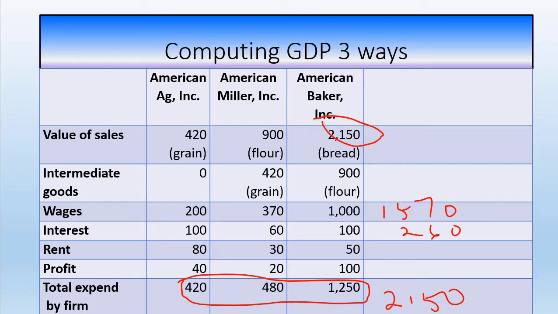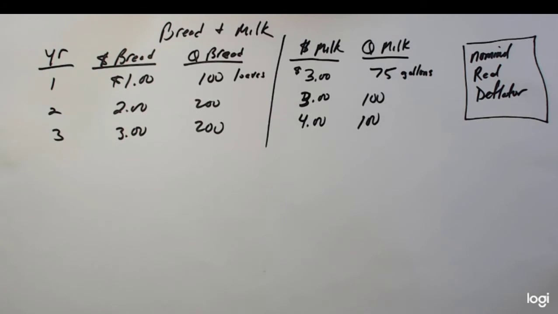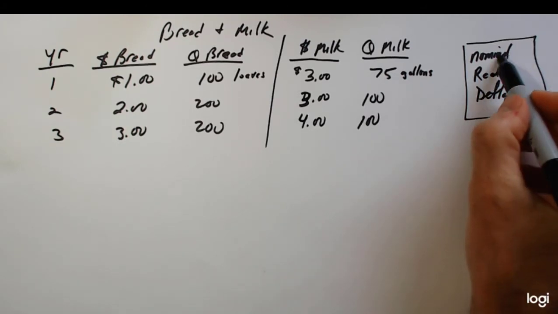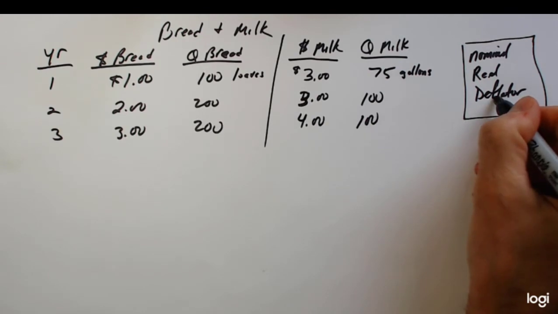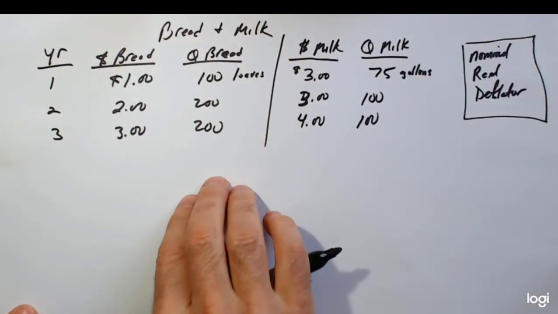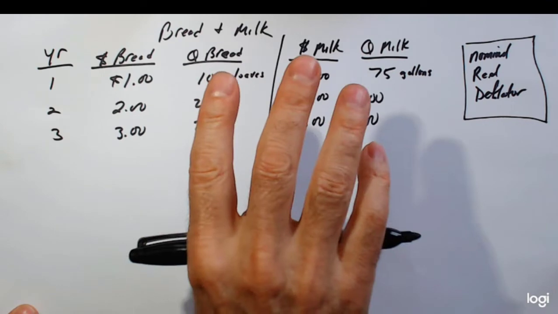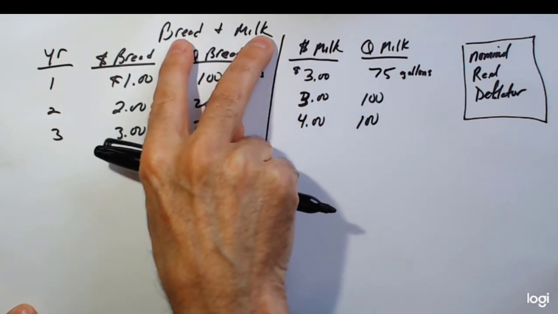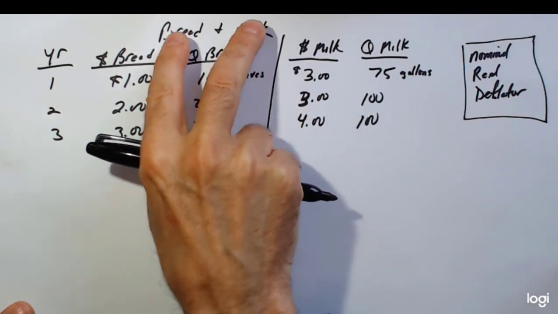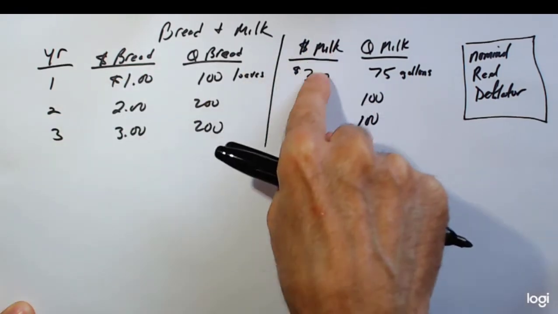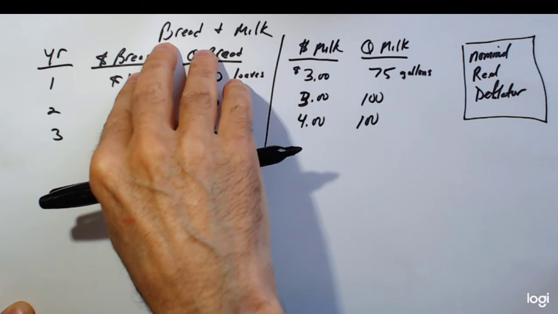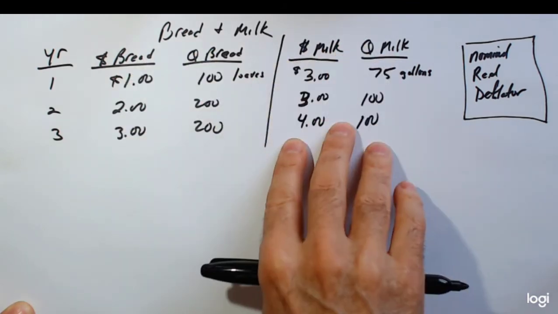Now what we want to do is calculate GDP. Let's run some examples of how to actually calculate GDP. In this example, I'm going to calculate nominal GDP, real GDP, and the GDP deflator. And the example is pretty simple, straightforward. We're just going to assume there's 2 goods in the entire economy, bread and milk. We have years 1, 2, and 3. We have the price of bread and the price of milk. Think of this as in loaves, and milk is in gallons.